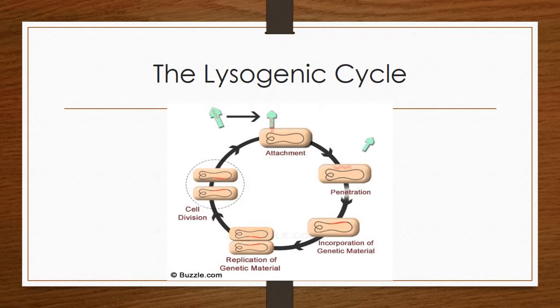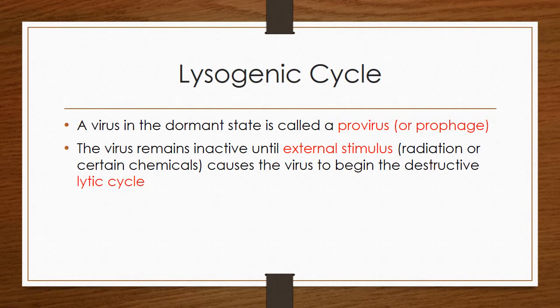So during the lysogenic cycle, the original virus attaches itself to the target cell and penetrates the cell membrane, just like in the lytic cycle. But unlike the lytic cycle, during the lysogenic cycle, the virus mixes its genetic instructions into the host cell's genetic instructions. When the host cell reproduces, the viral genetic instructions get copied into the host cell offspring. This can go on and on until some outside stimulus causes the virus to move into the lytic cycle and burst out of the host cell.